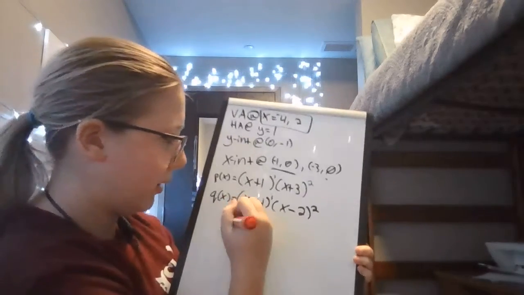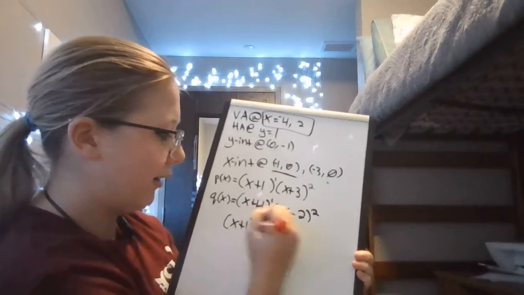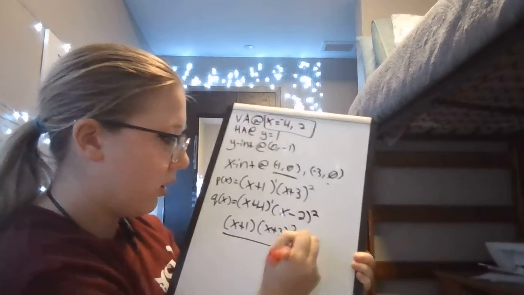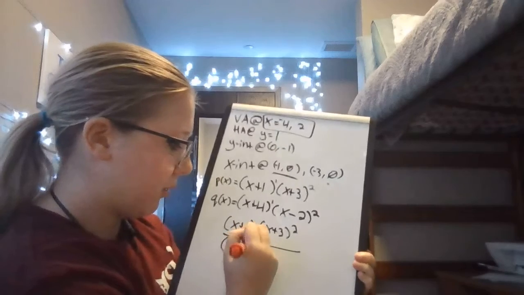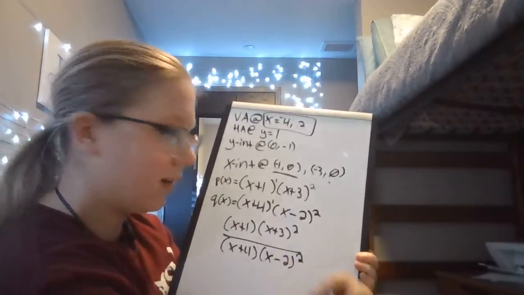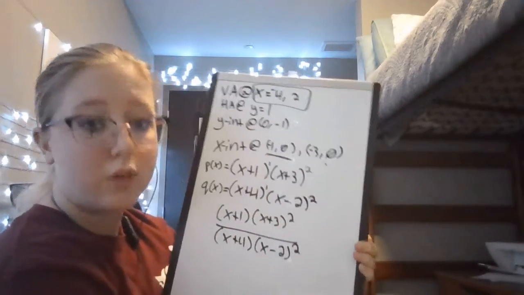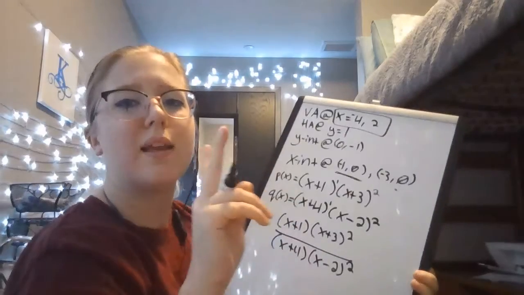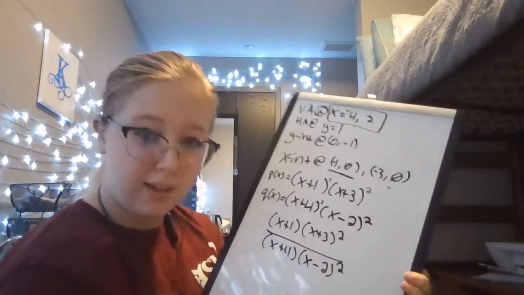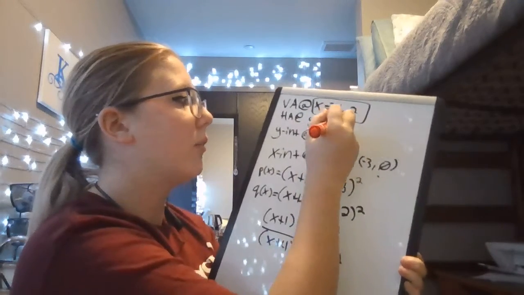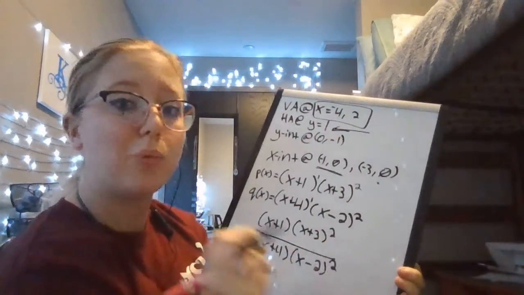So our function ends up being x plus 1, x plus 3 squared over x plus 4, x minus 2 squared. That is where it ends here, because we have a horizontal asymptote at y equals 1.